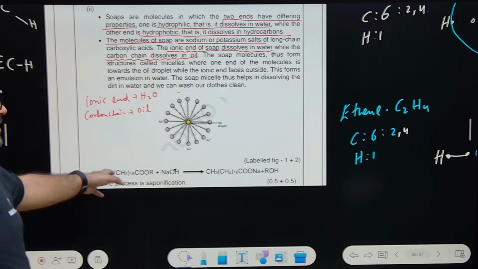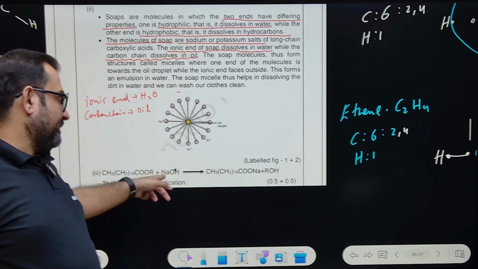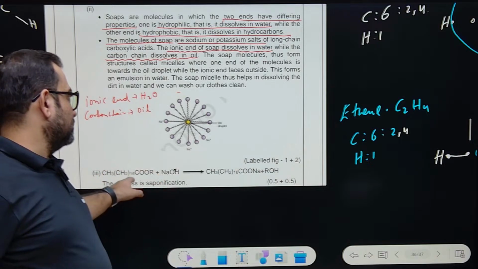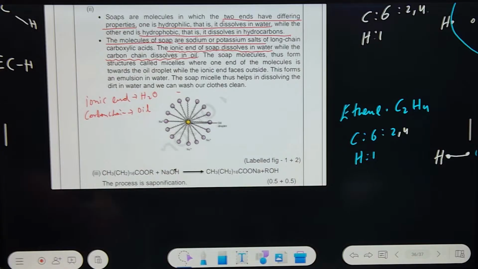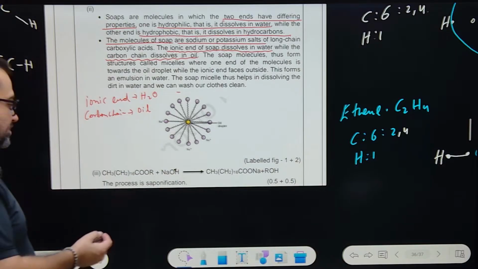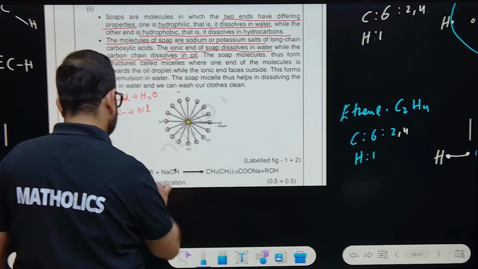This reaction is nothing but this R is getting replaced by Na. CH3(CH2)16COONa plus ROH. This process is called saponification.